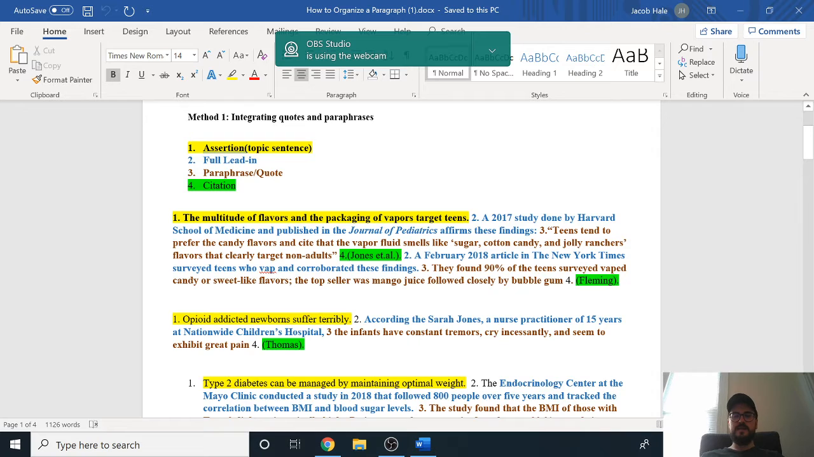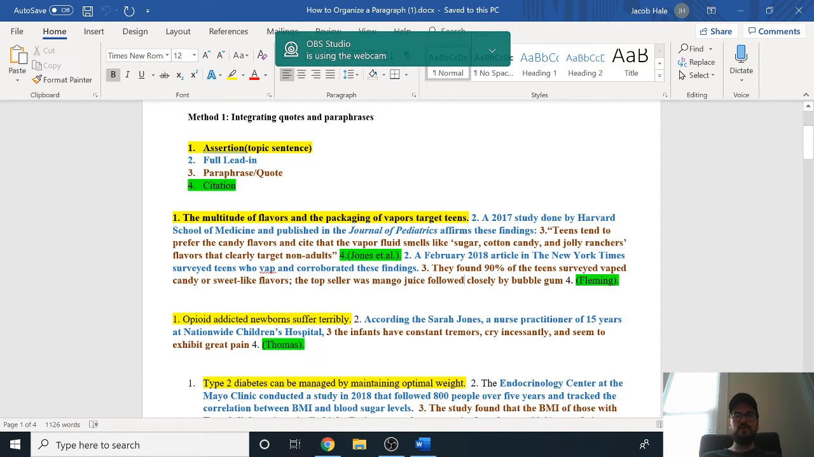So it's telling us the year. It's telling us that it was a study and who the study was by. It was done by Harvard School of Medicine. And they also told us what it was published in. Now, they didn't mention the author's name, which is fine. You don't always need to do that. It depends on the circumstances. But they have successfully given us a lot of information here that's going to help us better understand the quote.